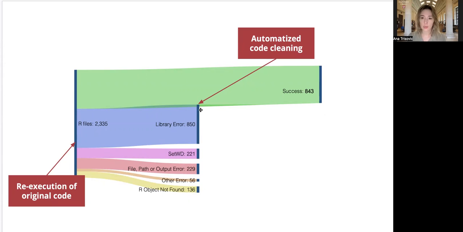At this point, we conduct automatized code cleaning. There is a script that analyzes these errors and conducts code cleaning, in the sense that it pre-installs libraries, changes the working directory to the current working directory, and tries to remove fixed paths and have relative paths instead. It also conducts other minor changes in the code. All right, so after the code cleaning step, we try to re-execute the code once again.